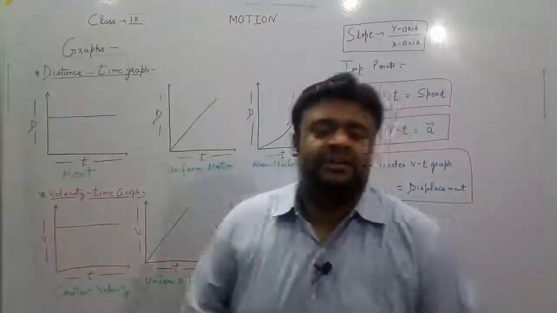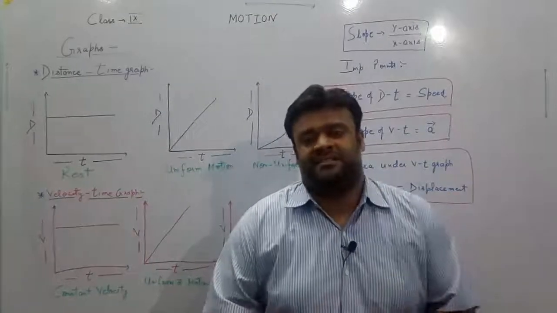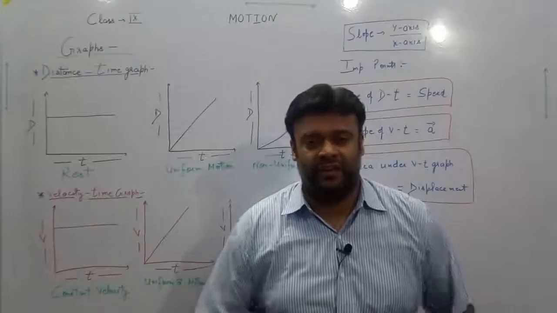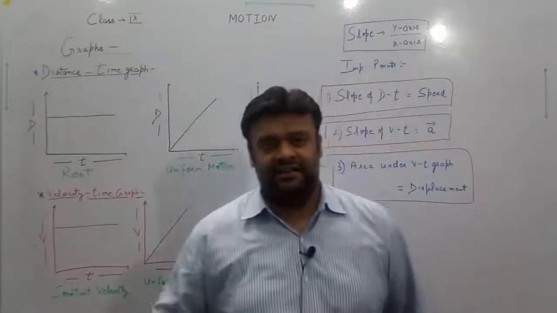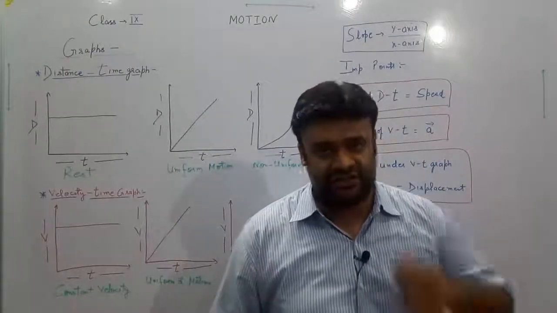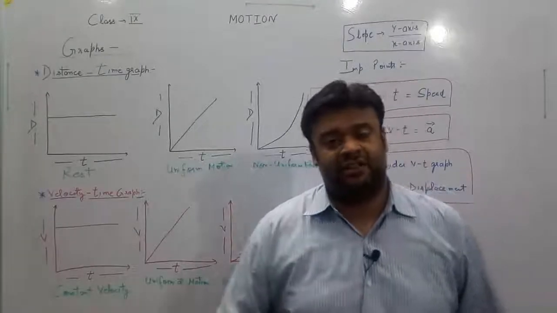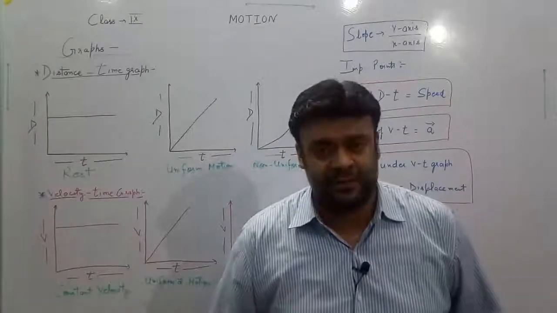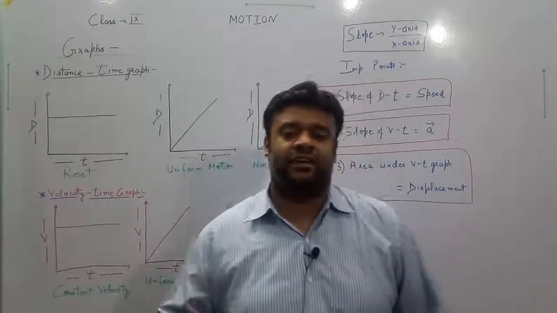Hello students, in the last class we discussed distance, displacement, scalar and vector quantities, acceleration, speed and velocity, and we discussed the formulas and definitions for different conditions of scalar and vector quantities, acceleration, speed, velocity, distance and displacement. Now today we will represent these conditions on graphs.